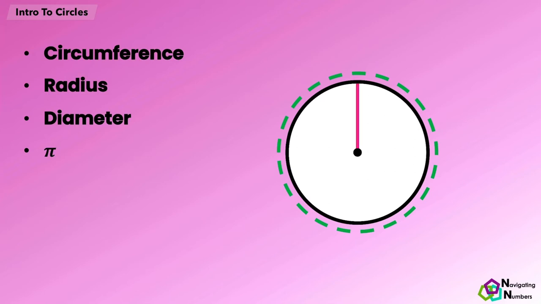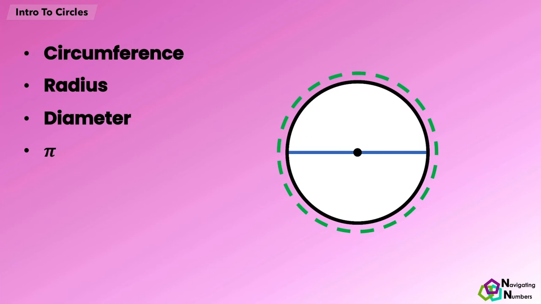Now, radius is the distance from the center point to any point on the outline of the circle. Next, we have diameter. Diameter is the measure that connects 2 points of the circle that also crosses the center point. So, for example, if we take a look at these 2 points, this length is not the diameter because it does not cross the center point. One thing to note is that the radius is half of the length of the diameter, and similarly, the diameter is twice as long as the radius.